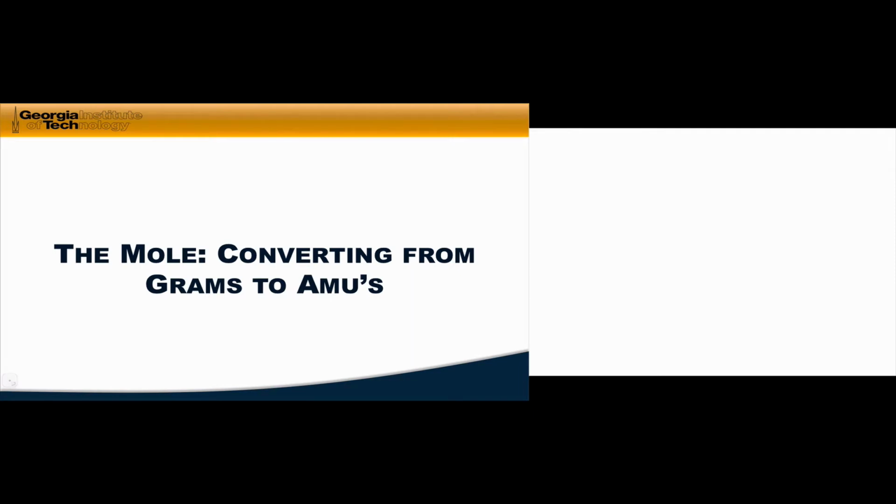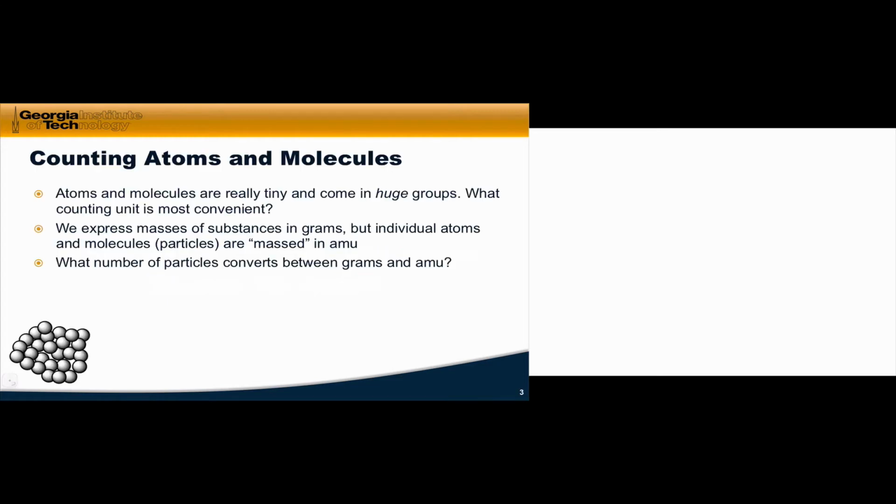So let's begin by talking about the key concept really of stoichiometry, which is the mole. Essentially, the mole is a conversion factor from grams to atomic mass units, and we're going to see that in this video. If we think about the general problem of counting atoms and molecules, the big problem here is that atoms and molecules are extremely tiny and come in huge groups.